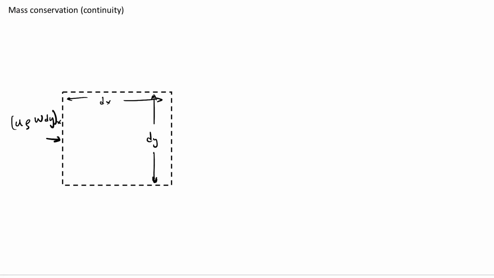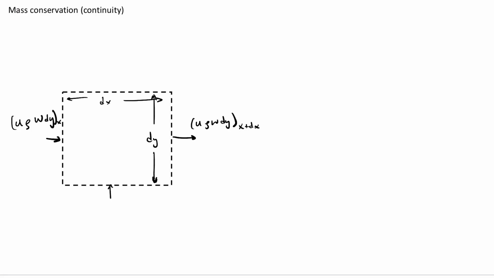Going out on the right side, we have the same thing: u rho w dy at x plus dx. This looks a lot like what we've done for conduction, where we say q dot at x plus dx. We end up having to expand out that term on the right-hand side. We'll get to that in a minute. Okay, so we've done the x. Let's also do the y.